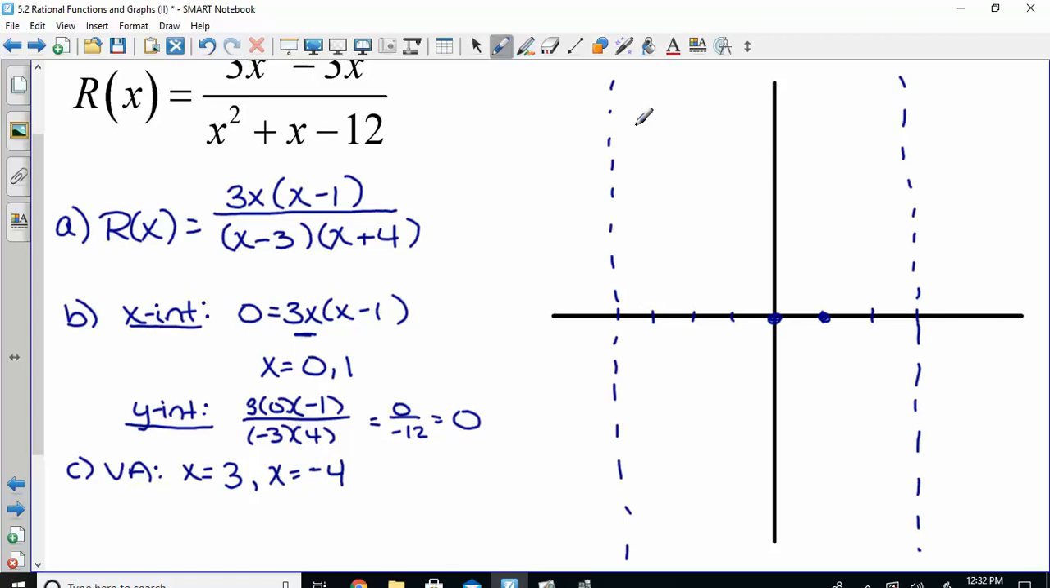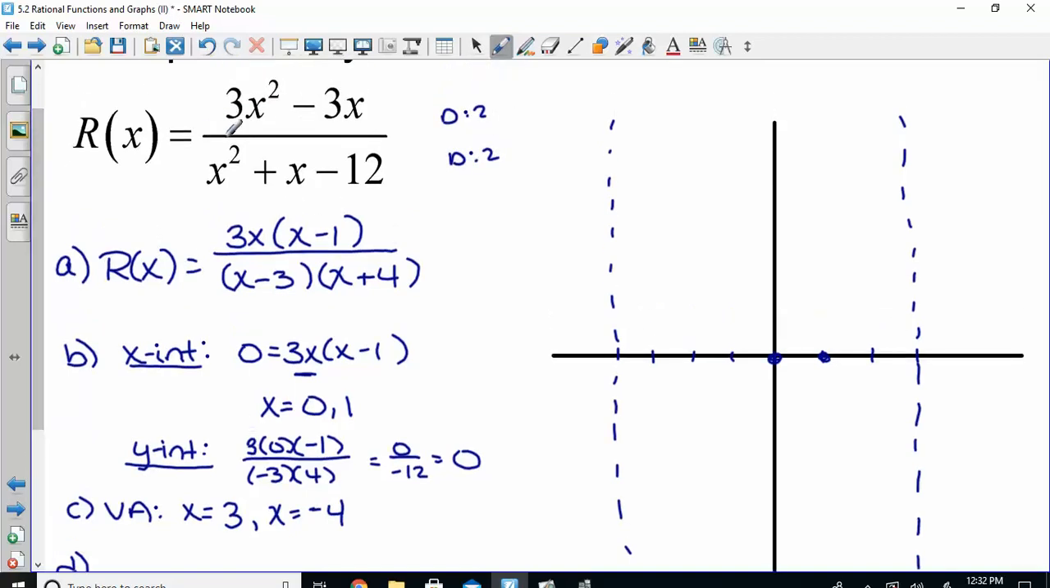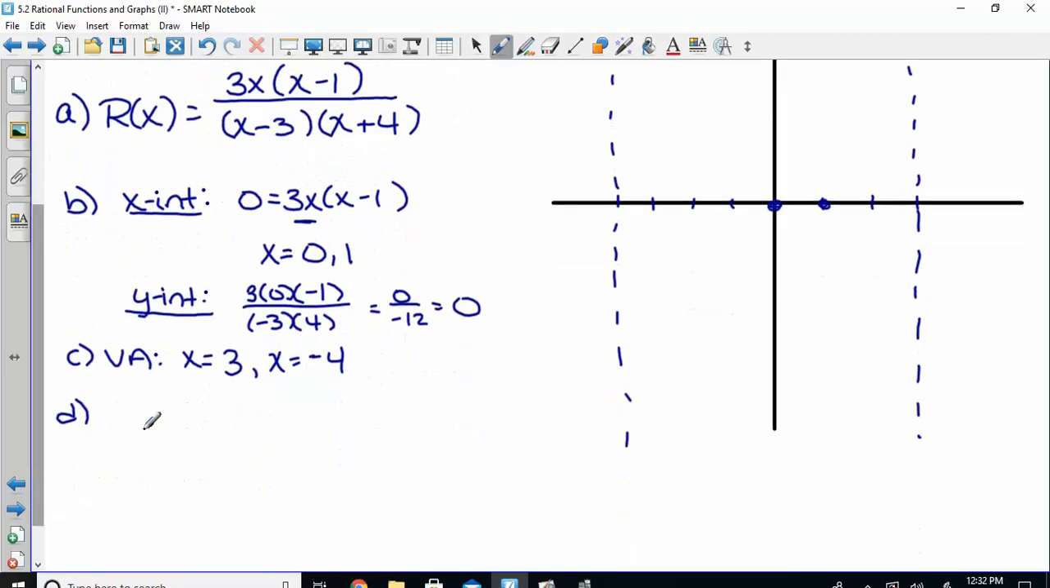Next, horizontal or oblique. And how do we decide that? Degree. What's the degree of the top? 2. Bottom? 2. If it's the same degree, you divide the leading coefficients. So this is like a 3 over 1. Horizontal asymptote, y equals 3.